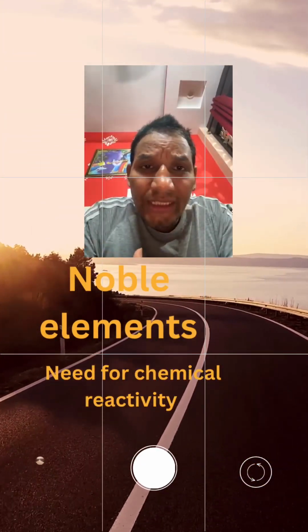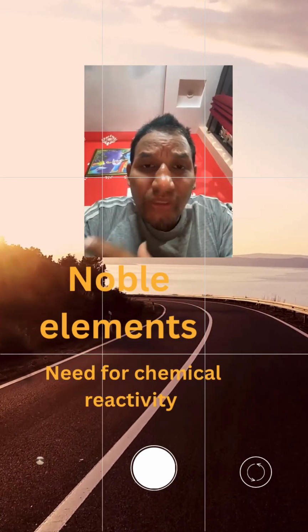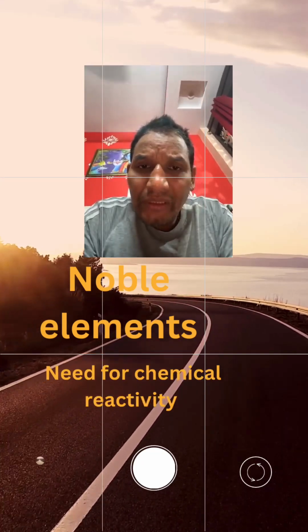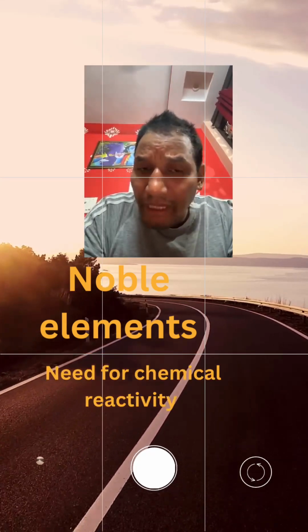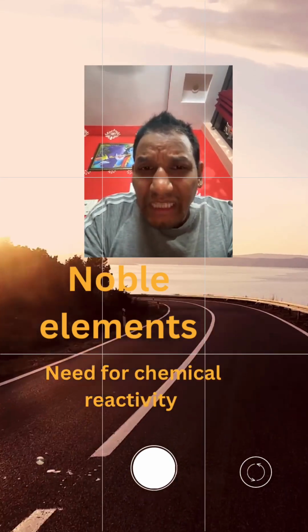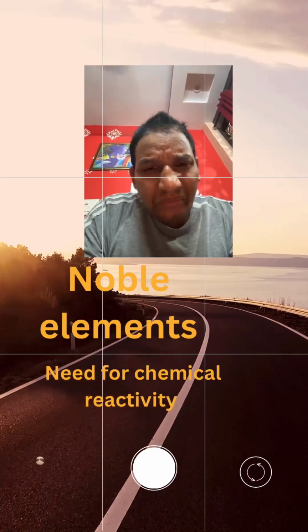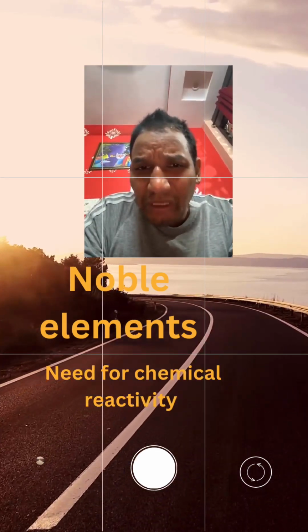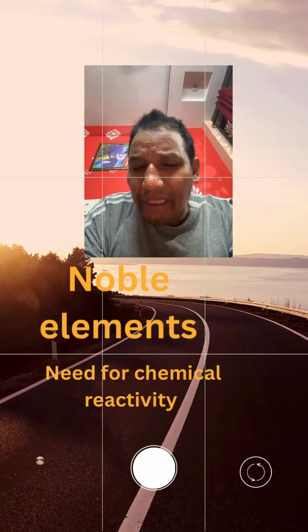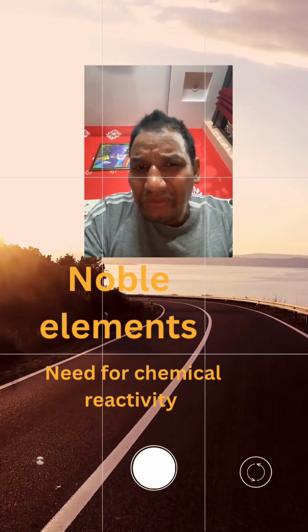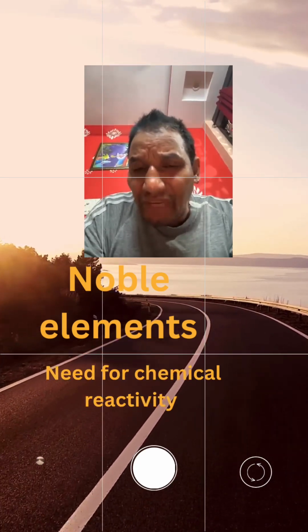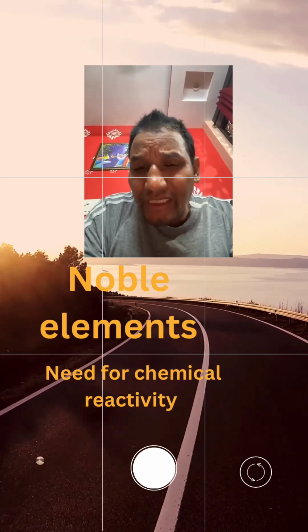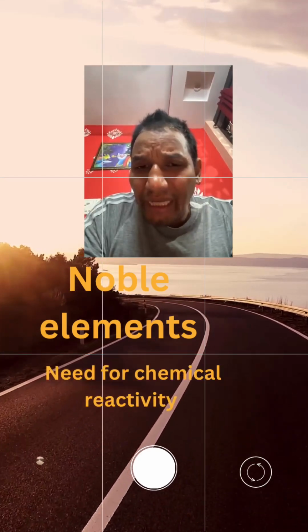What are noble gases? Noble gases are those elements which have a stable electronic configuration. जिन एलिमेंट का स्टेबल इलेक्ट्रॉनिक कन्फिगरेशन होता है उसे हम नोबल एलिमेंट कहते हैं. Since their electronic configuration is stable, they do not take part in chemical reactions. Except helium, which has 2 electrons in the valence shell, all have 8 electrons in the valence shell.